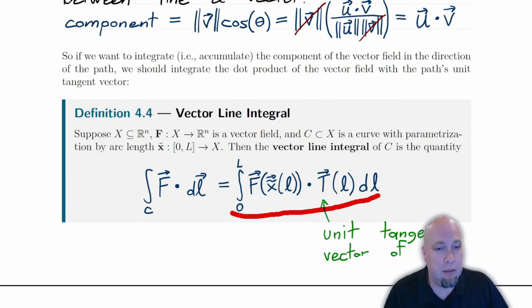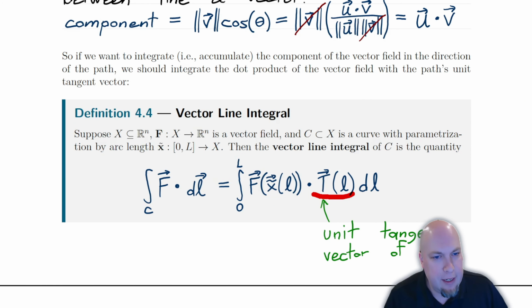That's what's going on on the right-hand side. How you compute it is, here's the vector field at a particular point on the curve. And this T of l is the unit tangent vector at that same point on the curve. T of l is the velocity vector divided by the speed. We talked about this a few lectures ago. This is the unit tangent vector at that point on the curve.